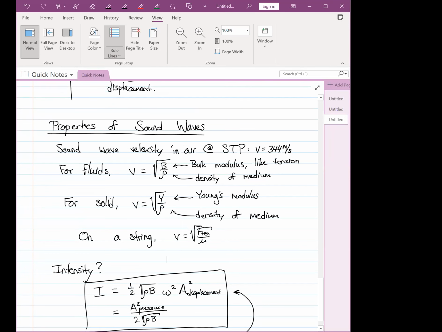So this 344 meters per second can be found by plugging the appropriate numbers into the formula for fluids. Gases are fluids. So you just have to find the bulk modulus of air and the density of air, plug those both in, and it'll give you 344 meters per second. If you had a different gas, you would find the bulk modulus of that gas and the density of that gas, and you'd get a different wave speed.